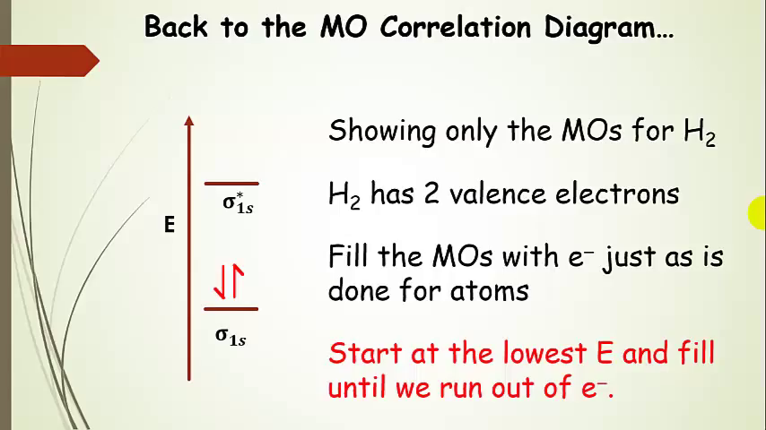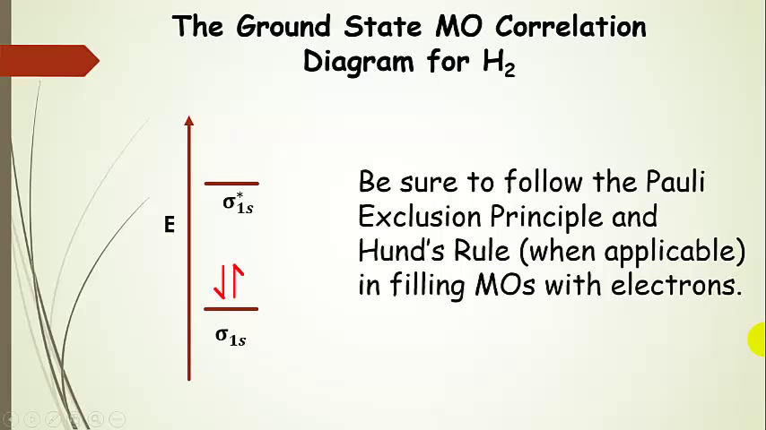And we're going to fill in the molecular orbitals with electrons just as we did for atoms. We're going to start at the lowest energy, and we're going to fill until we run out of electrons. So here they are. Now, we have to make sure that we follow the Pauli exclusion principle. So no 2 electrons can have the exact same 4 quantum numbers. That means that one of them has to be spin up, one has to be spin down if they're in the same orbital. We can put 2 in an orbital.